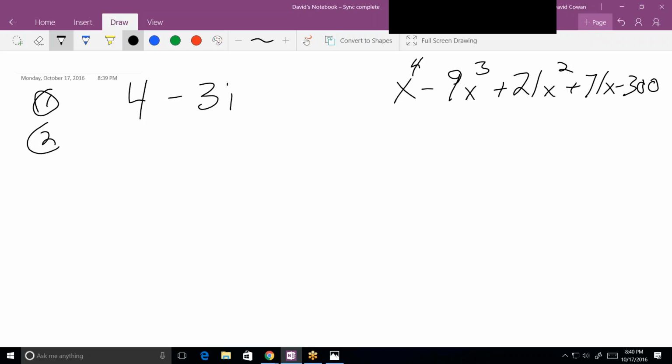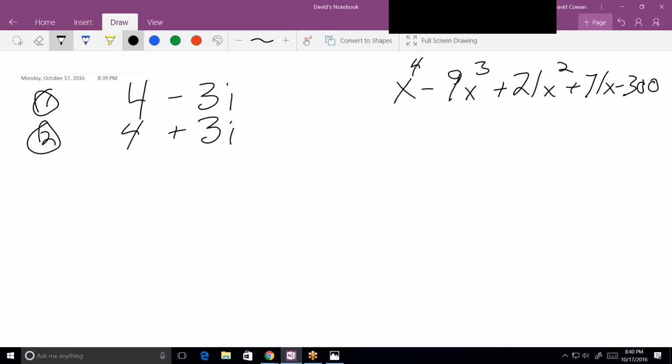4 plus 3i. Ah, that's the key. They always come in pairs, imaginary solutions. Now, if I take this polynomial and I divide it by 4 minus 3i, I'm going to get one factor and I'm going to get a cubic left over, right? Now if I take that cubic and divide it by the other known zero, 4 plus 3i, I'm going to get a quadratic left over.